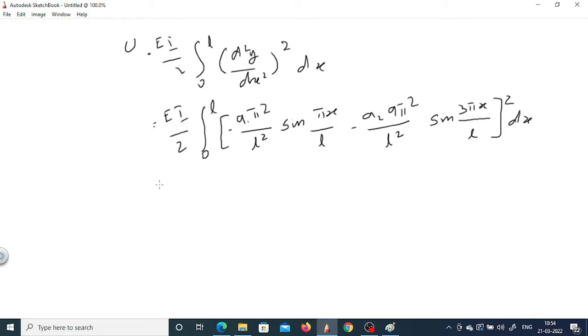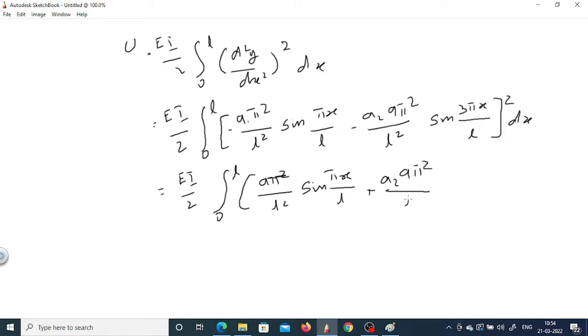I can simplify this term further, which is EI by 2, integral from 0 to L. I can multiply the minus with the whole term, so I can rewrite the term as a1 pi square by L square sine pi x by L, plus a2 9 pi square divided by L square into sine 3 pi x by L, whole square into dx. This is the formula I got. Here, I replace all the minus symbols with plus.